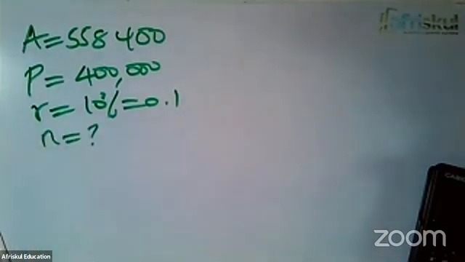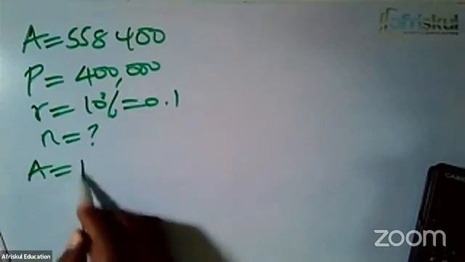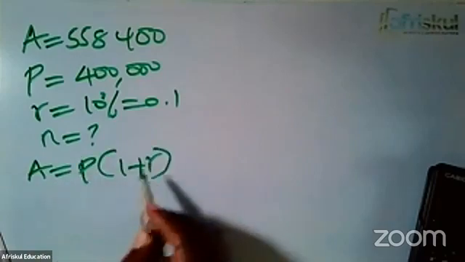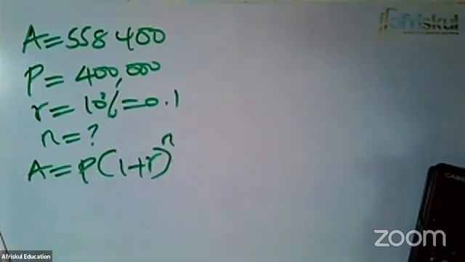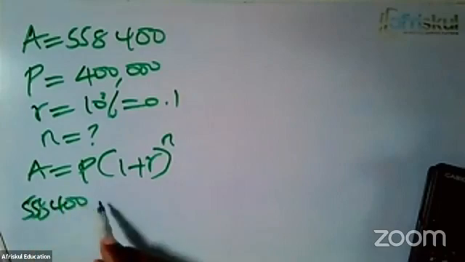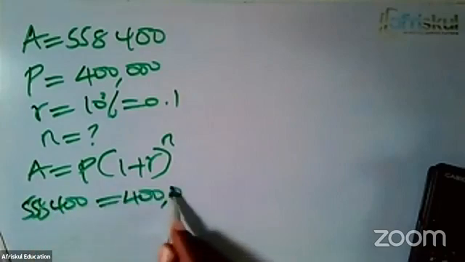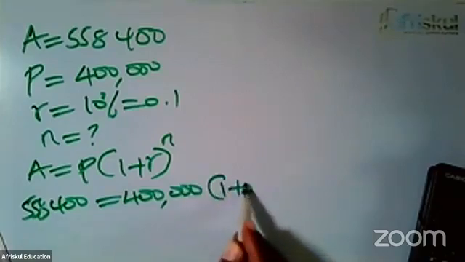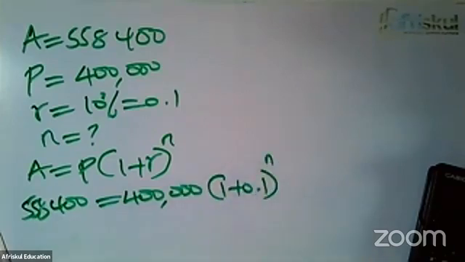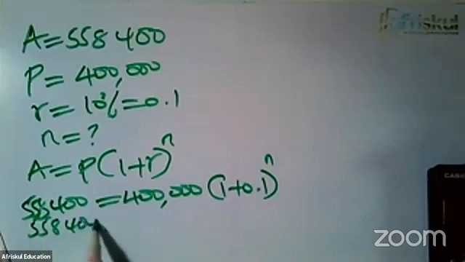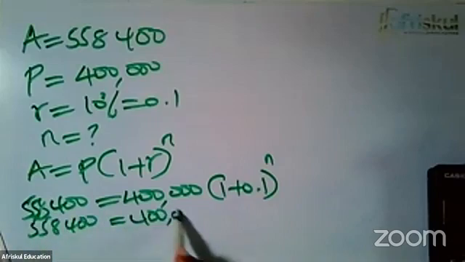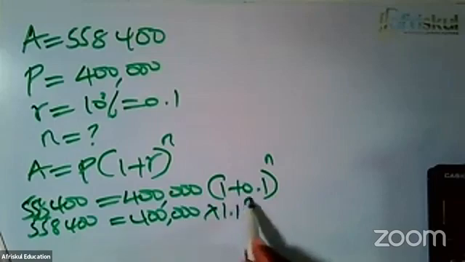So how do we get n? We know the connecting formula. Amount is principal into 1 plus r raised to power n. So the amount here is 558,400, which equals the principal into 1 plus 0.1 raised to power n that we do not know. So this ends up at 558,400 equals 400,000 multiplied by 1.1 raised to n.